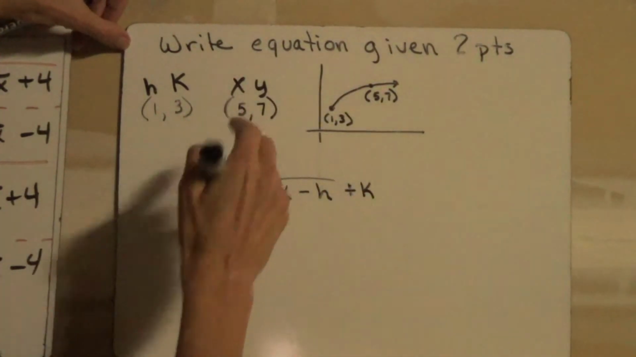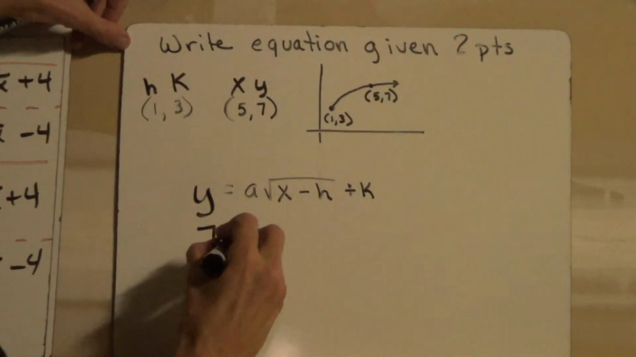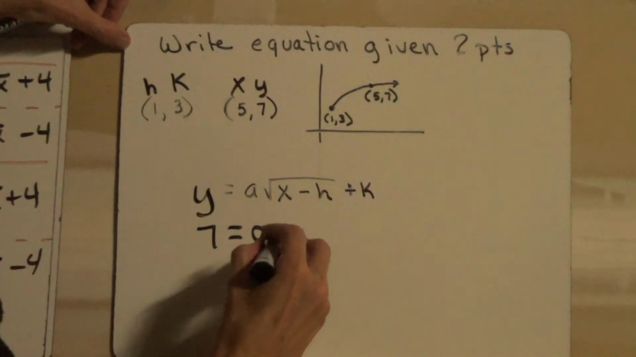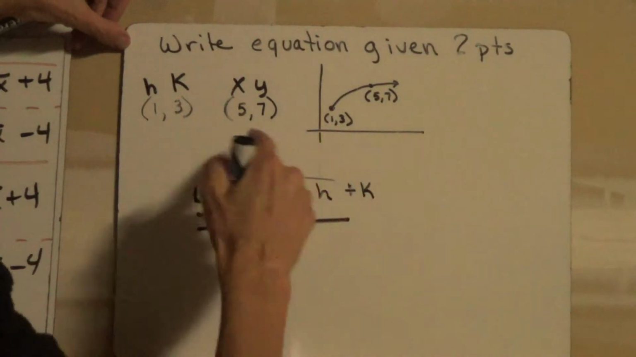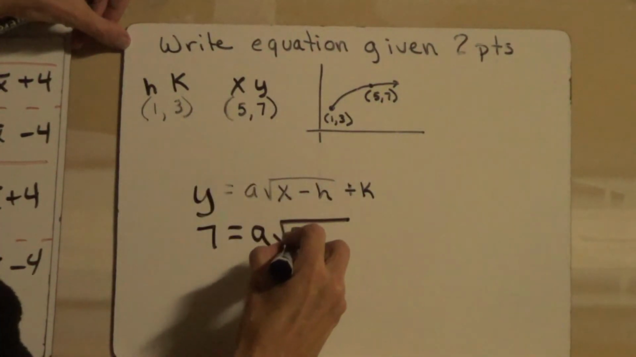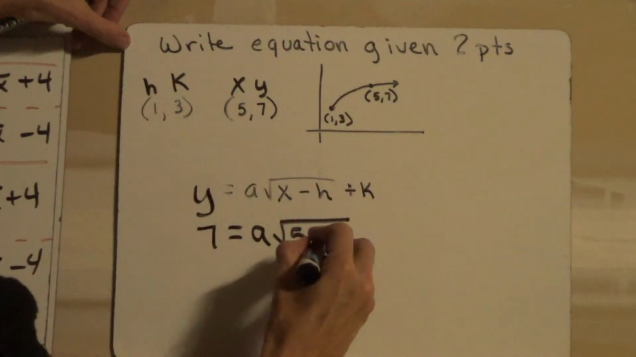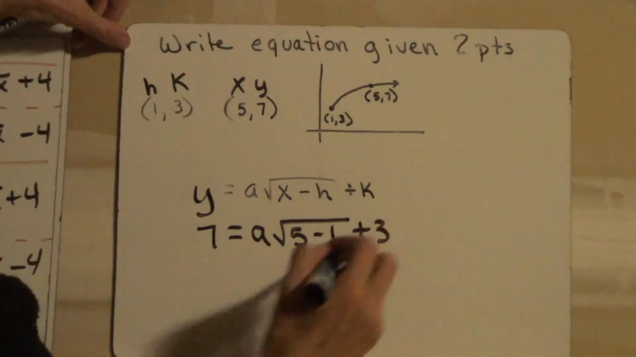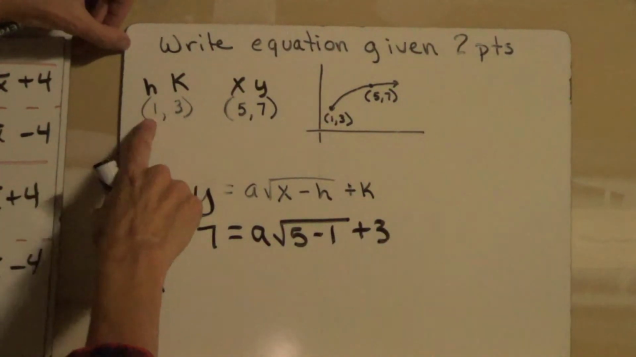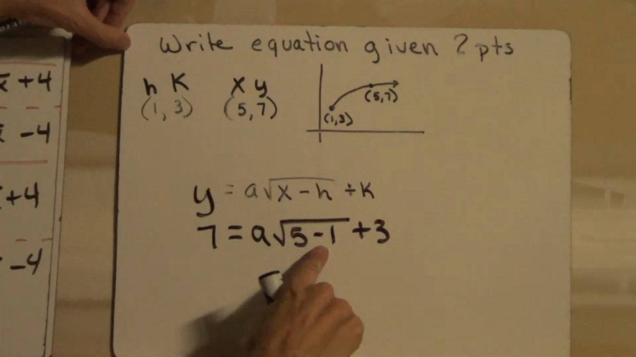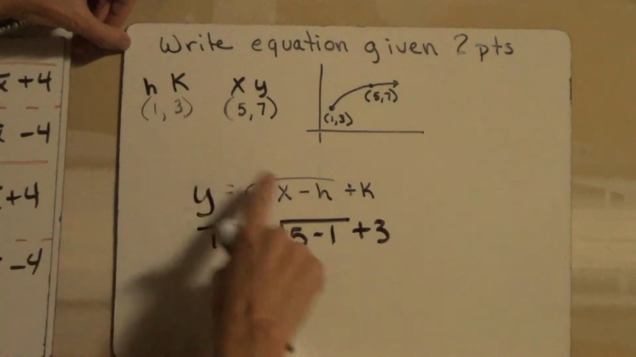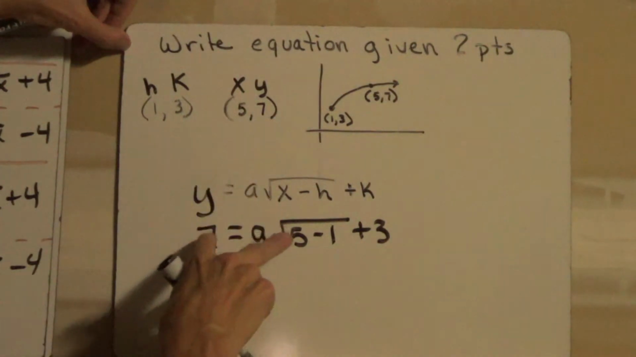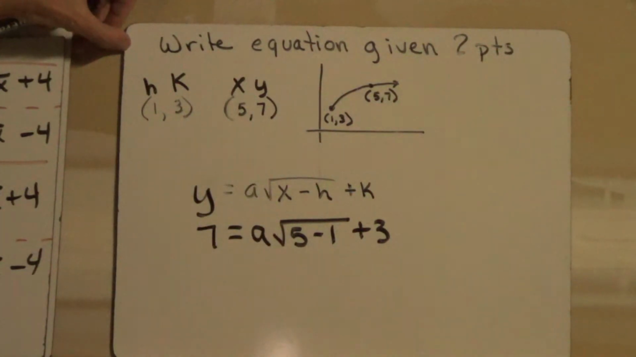We've got the y value. Plug it in. We don't have the a value. That's obviously what we're looking for. We have an x value. We have an h value. And we have a k value. Now, if that h had been a negative, that would become a positive there. If that k had been a negative, it would have become a negative there. Same thing with x's and y's. If they are negative, plug them in as negative.